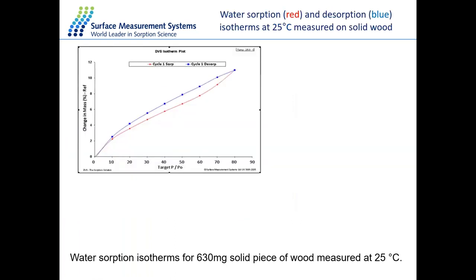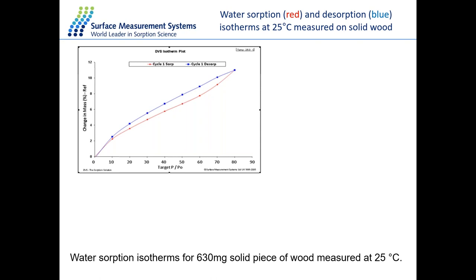So what would the data look like? Here we have a sample, for example, of wood material. Here we have 600 milligrams of wood. And here we are doing kinetic data, an isotherm plot of our wood sample. We are going from 0 to 90, in 10% steps. And we have the cycle of absorption, which is the red line, and the desorption on the blue line. So these represent the final result of our experimental data.